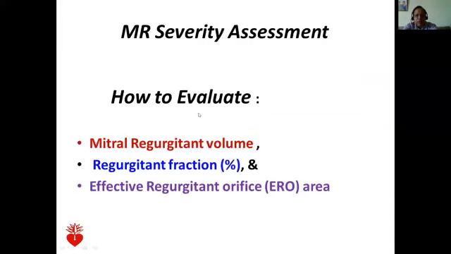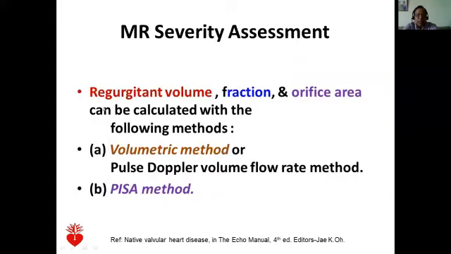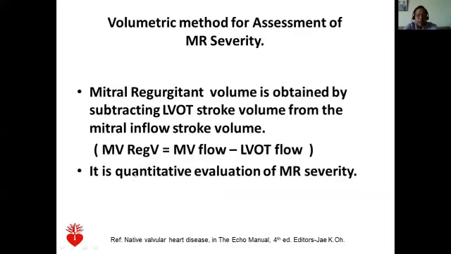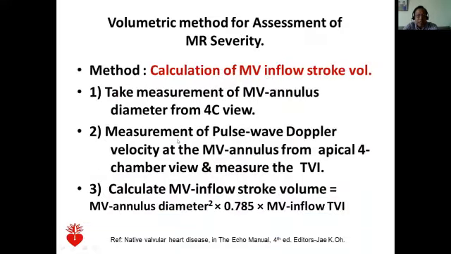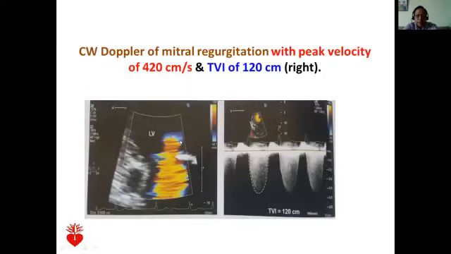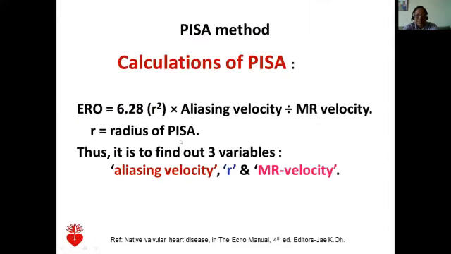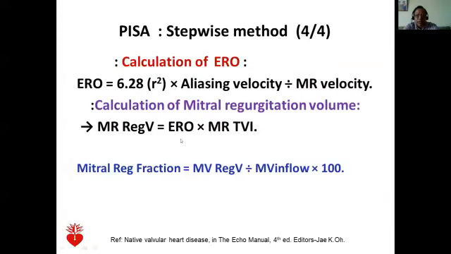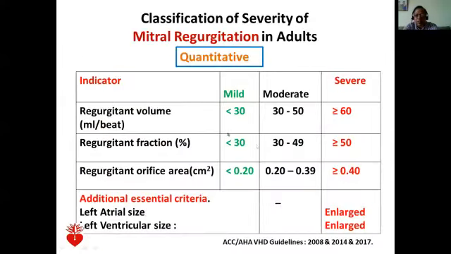Now, how to evaluate the mitral regurgitation volume? Regurgitant volume, regurgitant fraction, effective regurgitant orifice area. These are three key concepts and are more of academic interest, not practiced in our day-to-day real life, so I'll not go into details, to avoid bombarding you. Regurgitant volume, fraction and orifice area can be measured by two methods, the volumetric method and the pressure method, but I'll not go into details. So I'll skip these slides. Just have a glimpse. But I'll show the severity of these parameters.